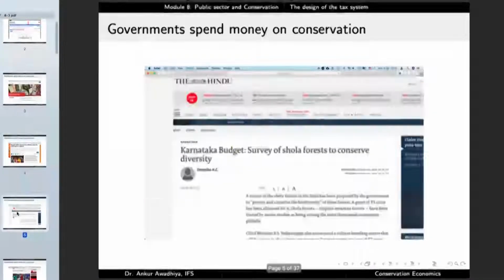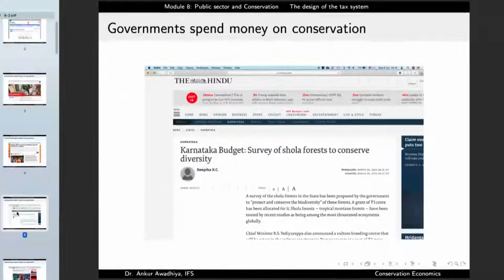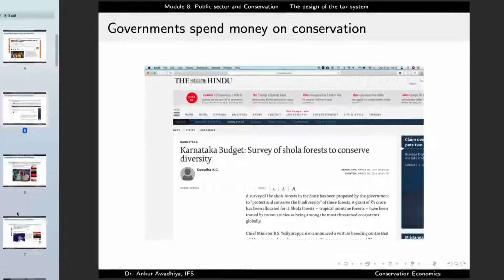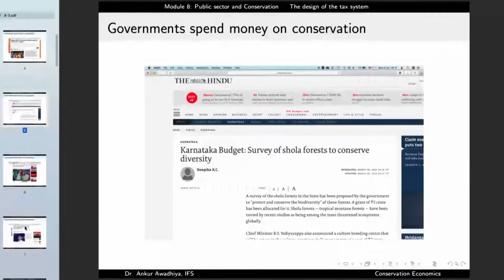Similarly, this article says in the Karnataka budget, we have a survey of the Shola forest to conserve diversity. And we have observed in one of the earlier lectures that the Shola forests are a very unique ecosystem in which we have grasses and we also have the trees, and they are in a dynamic equilibrium. Now, because these are very unique ecosystems, they have certain specific requirements, and the governments are paying heed to those requirements. But then, where is the money going to come from?